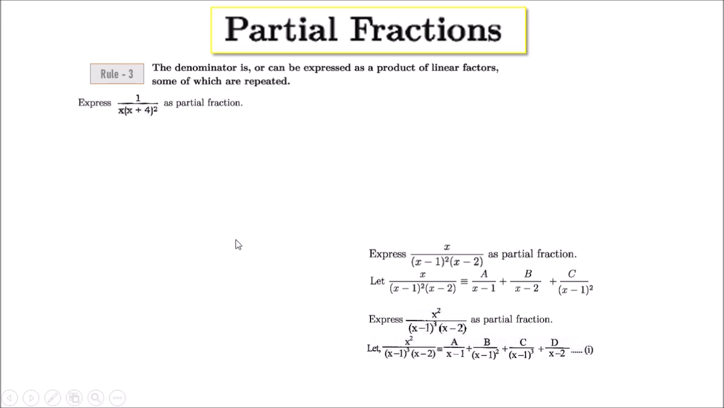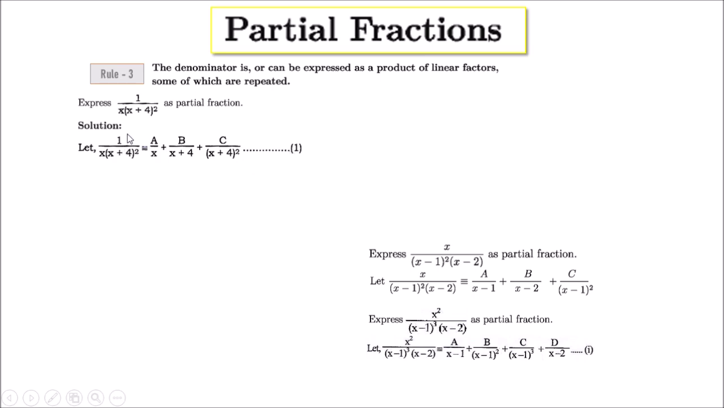It could be 2 repetitions, 3 repetitions; numbers can be repeated, it doesn't matter. So all are the same way. Here one factor is repeated, it repeats 1 time. For such a case we are going to write 1 by x into (x plus 4) squared, equal to a by x plus b by (x plus 4) and c by (x plus 4) whole square. That is equation number 1.